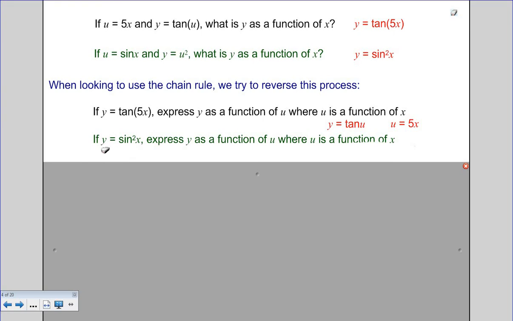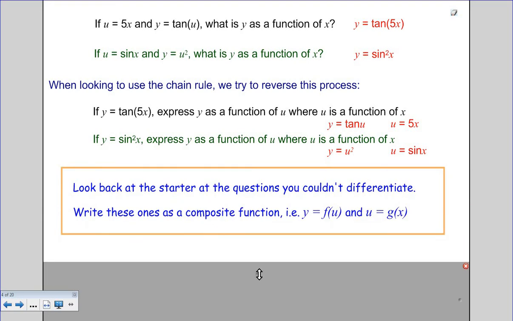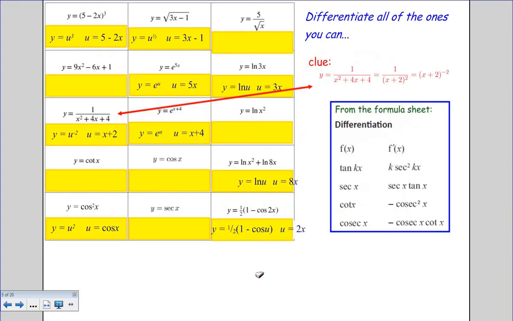Similarly, if we look at y is sine squared x, we know that means sine x in brackets squared, so we could have the thing in brackets as u, so that's sine x, and we know we need to square that, so y is u squared. You could look back at the starter questions that you couldn't differentiate yet and write them as composite functions. So you've done lots of these in the previous chain rule lessons.